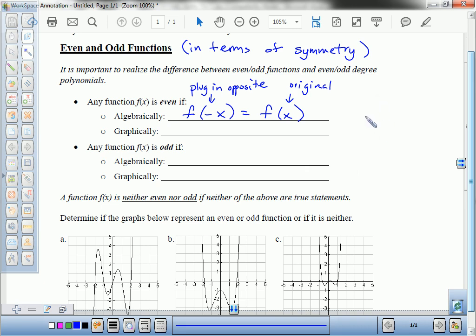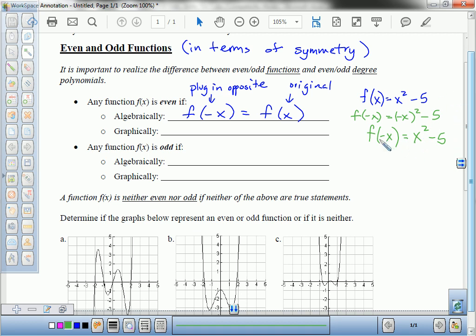Okay, so an example of one that we could do this way: if we said f of x equals x squared minus 5, this function has even symmetry. The way I would prove that is to plug in f of negative x into this function. So wherever the x was, you put parentheses and you plug in a negative x. And when we do this, f of negative x is x squared minus 5, because when we square a negative, it becomes positive.